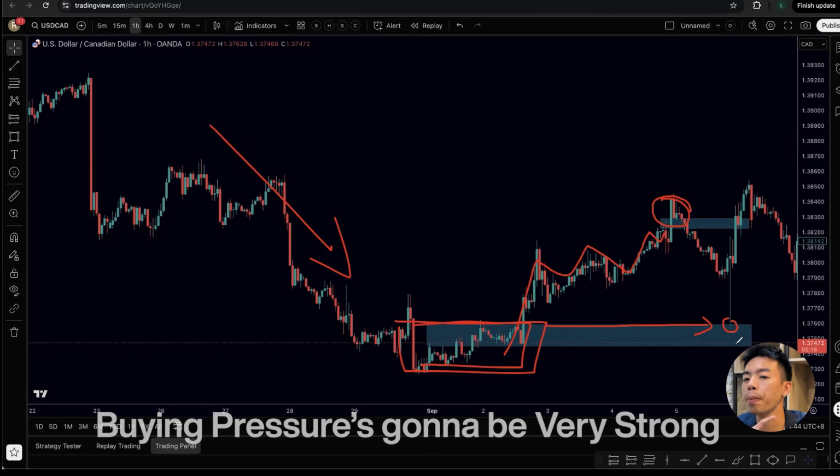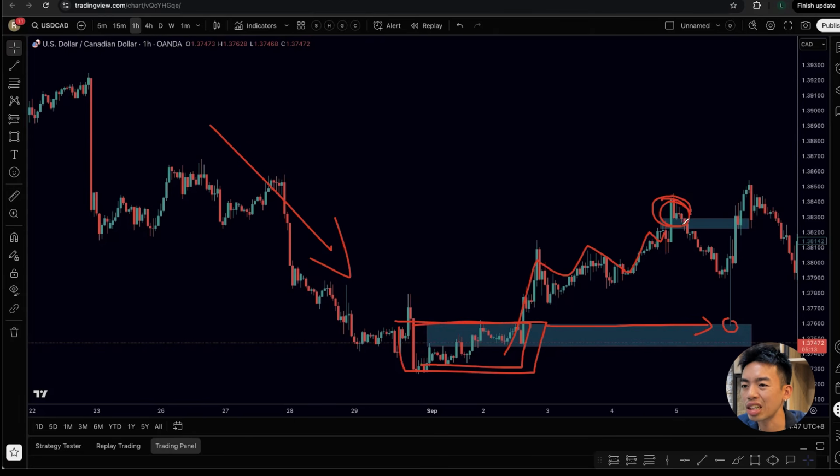And that strong buying pressure is going to destroy any small traps in its way. Okay, so let's move on to the part where you want to scroll down.